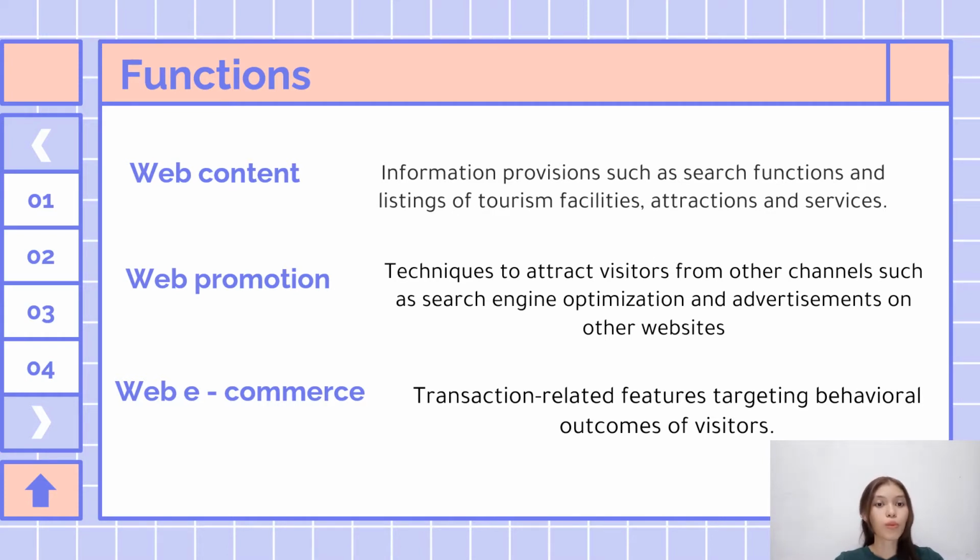First one is web content, which is information provision, such as search function and a listing of tourism facilities, services, and attractions. The second one is web promotion, techniques to attract visitors from other channels, such as search engine optimization and advertisement on other websites. And the third one is web e-commerce, transaction-related features targeting behavioral outcomes of visitors.